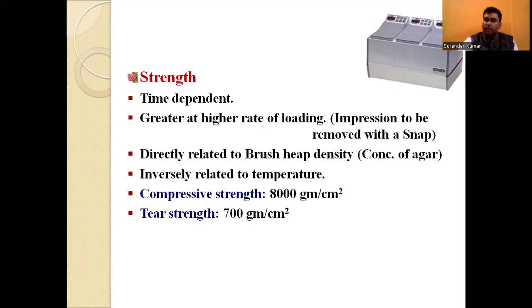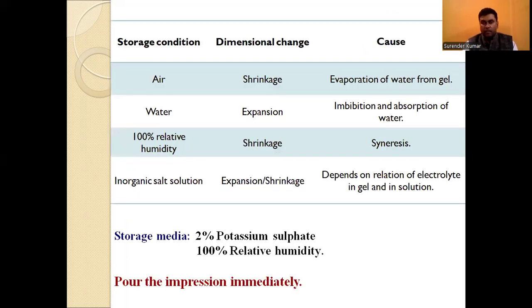Compressive strength is around 8,000 grams per centimeter square, whereas the tear strength is only 700 grams. If you store it in air, there are chances of shrinkage because of the evaporation of water from the gel. If you store it under water, there are chances of expansion due to imbibition and absorption of the water. And under 100% relative humidity, there can be shrinkage due to syneresis. Also in inorganic salt solutions, there can be expansion or shrinkage depending on the electrolyte which is present.